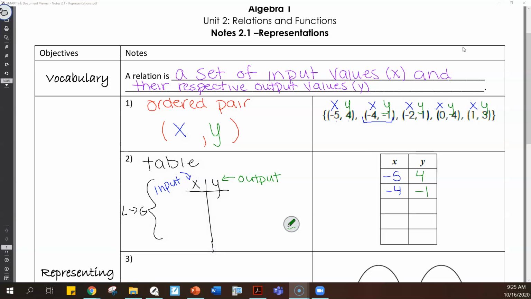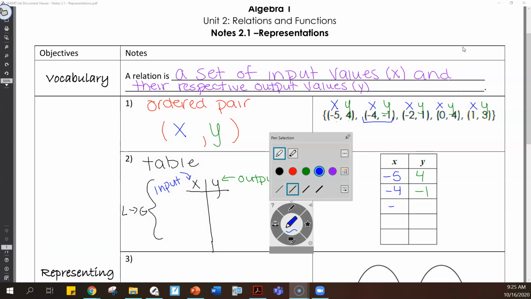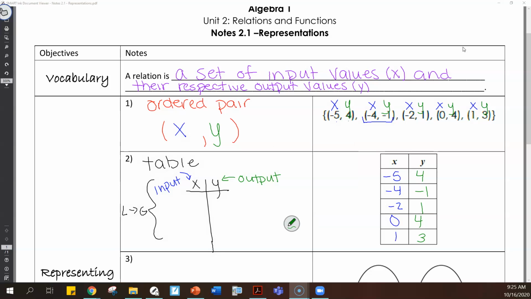Now, your y values do not need to be in least to greatest order because they should match with whatever their x value is. Those two should not be separated when you're working with the table. So I've got -2 as an x, and its corresponding y is 1. I've got 0, which corresponds with 4. And then I have an input of 1 with an output of 3. So the x side of my table is in least to greatest order. The y values just match up with the x values that we had here in the relation.